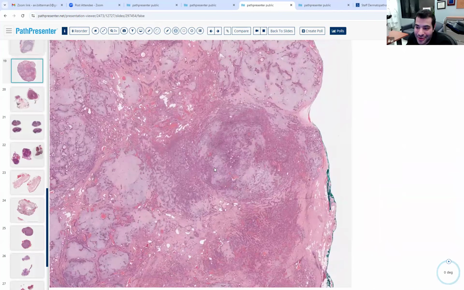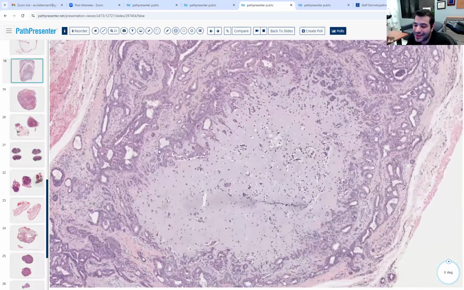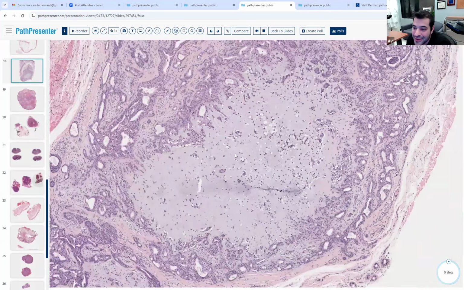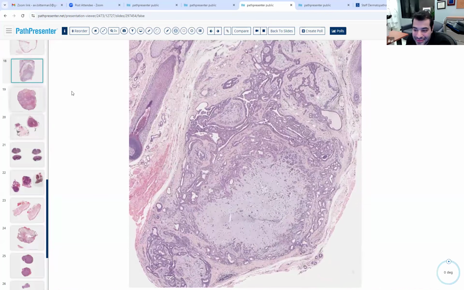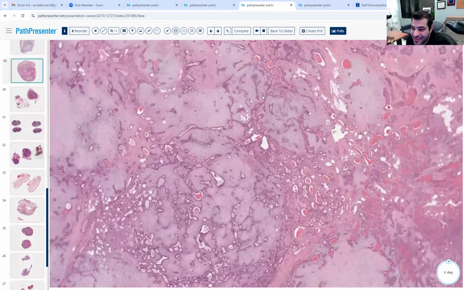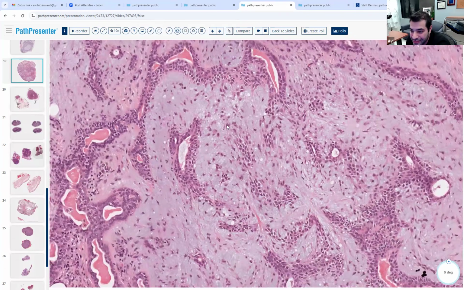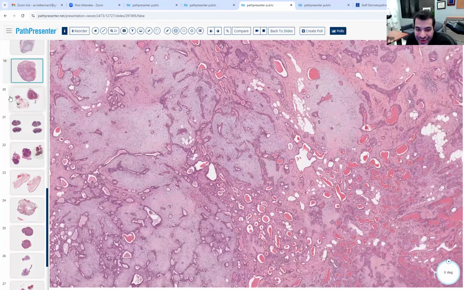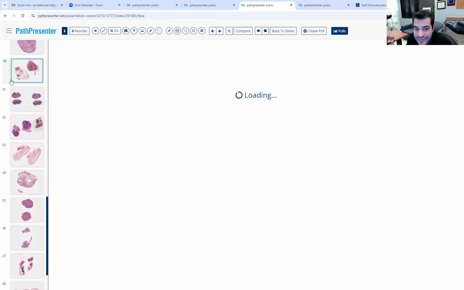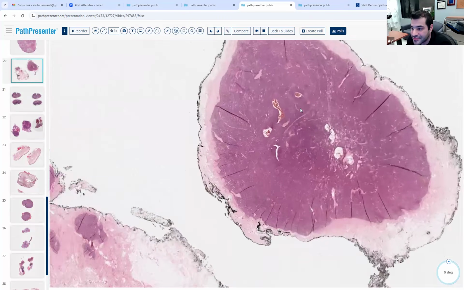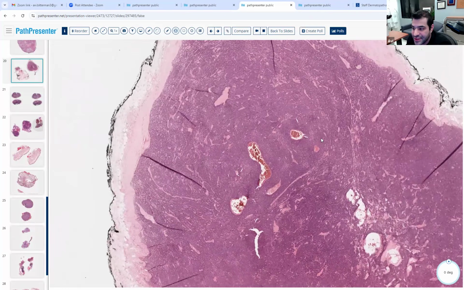But yes, the classic, easy way they test it, they'll give you something like this: oh, chondroid syringoma. But if you see a stroma like this, it doesn't mean it's not a chondroid syringoma. You can have mucinous areas, myxoid areas.